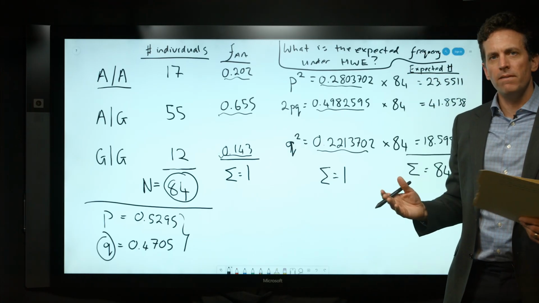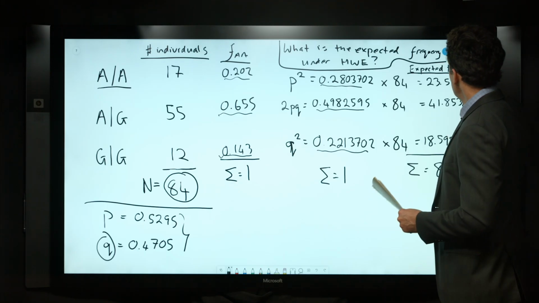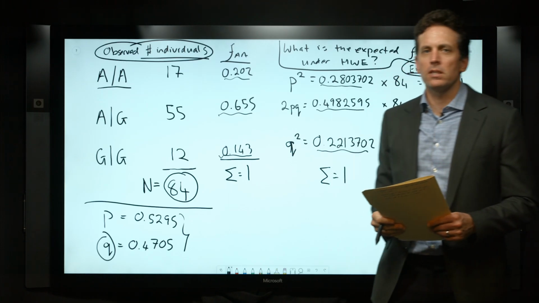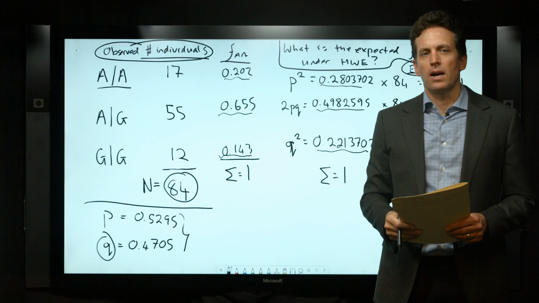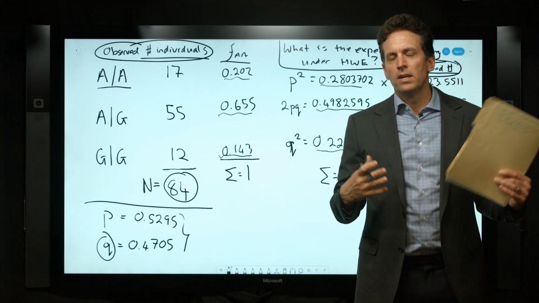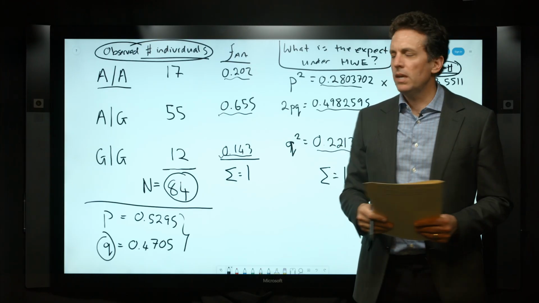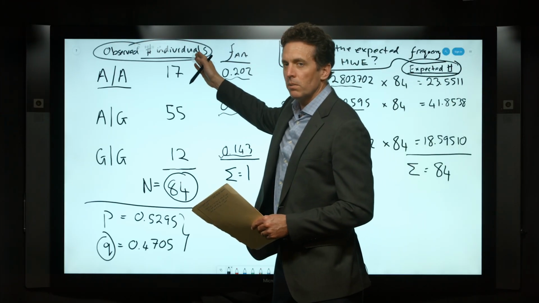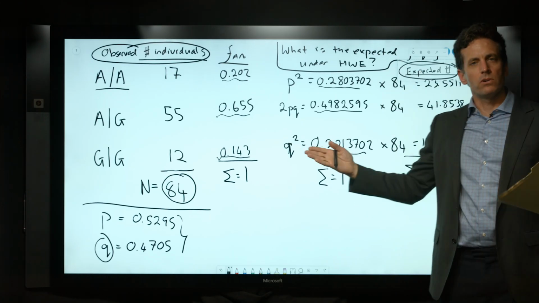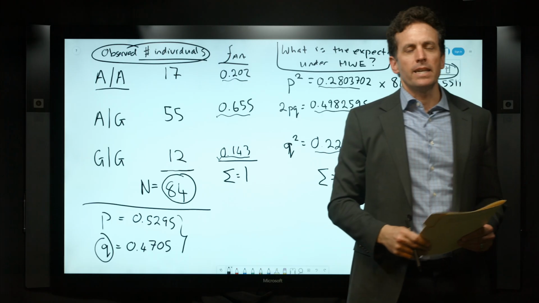And so now we have a scenario in which we have the expected number of individuals under Hardy-Weinberg equilibrium, and we have over here the observed number of individuals. And we want to test the null hypothesis that this population is in Hardy-Weinberg equilibrium. You might already be thinking, how are we going to do that? The big clue here should be that if we have the observed number of individuals and the expected number of individuals, we are of course going to use the chi-square test statistic.